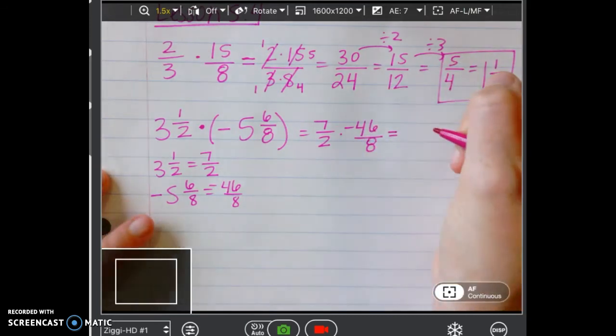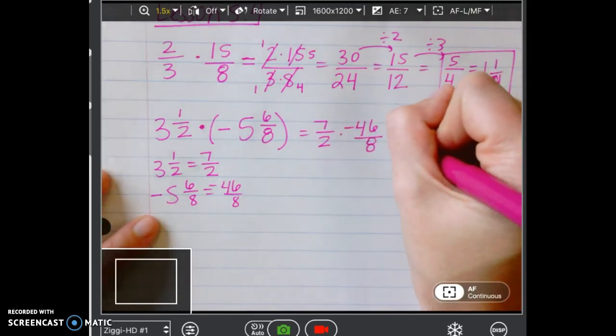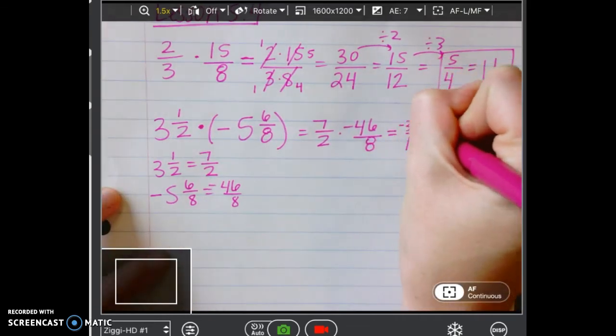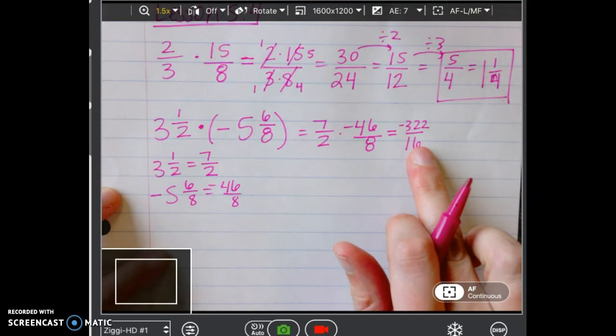If I don't want to cross simplify, I can simply just do 2 times 8, which is 16. And then -46 times 7, which is -322. And then I can simplify from here.